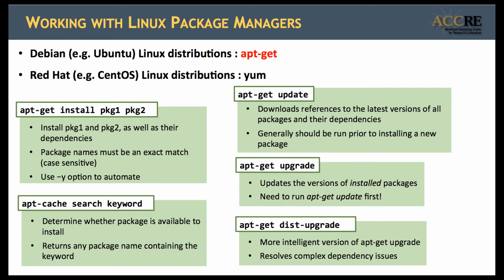apt-cache search keyword, if you want to search to see what packages with a certain string are available within its repository. apt-get update will download all the most recent versions of the repositories of the packages that you want. When you initially install your operating system, things will be a little bit out of date, so you always want to run an apt-get update before you start installing stuff. apt-get upgrade will upgrade the versions of packages that you already have installed. apt-get dist-upgrade is a slightly more intelligent version that is supposed to handle complex dependency issues a little more intelligently.